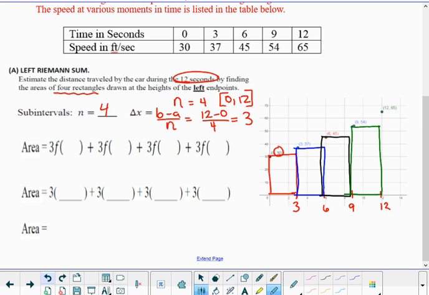And that is it. We needed 4 rectangles, didn't we? We have 1, 2, 3, 4 rectangles. They all have a delta x, a width of 3, you'll notice. And now I just need to calculate out what the area would be of that one. This one would be a 3 by 30. The next one would be a 3 by its height, which looks like 37, and so on, okay?